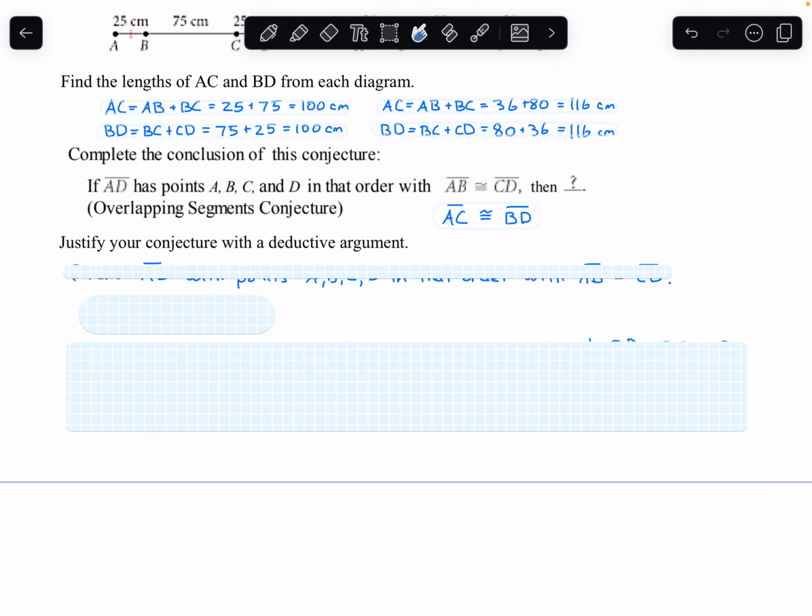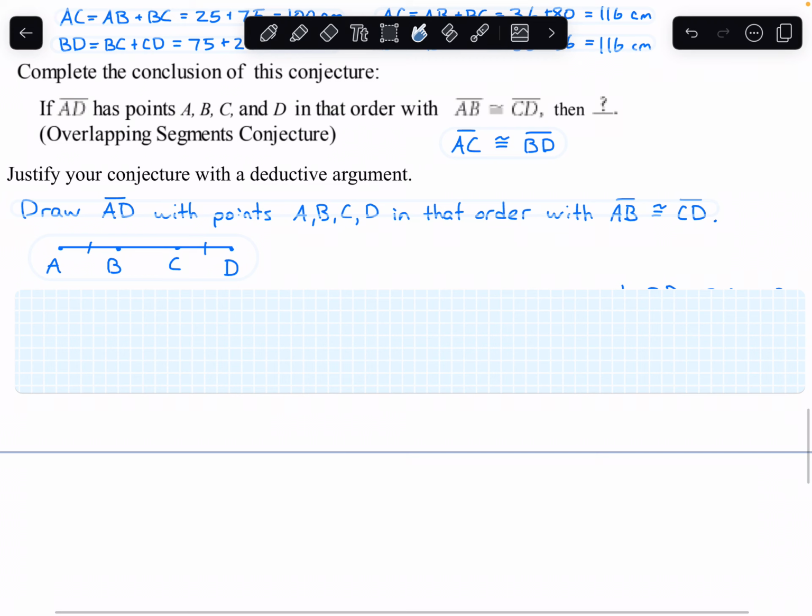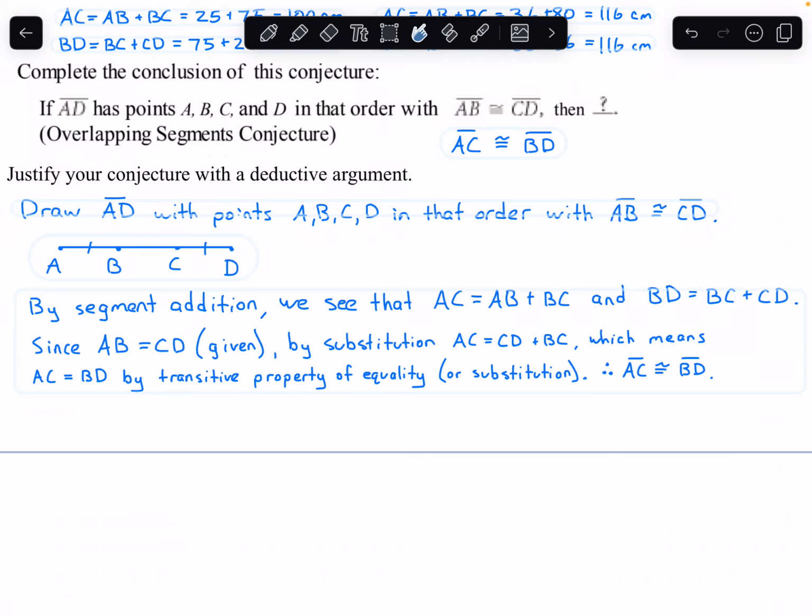So I'm going to make that explicit here and start by insisting we draw segment AD with points A, B, C, D in that order, with segment AB congruent to segment CD. It would look like this, or could look something like this. And now I can reference those lengths much easier. So the rest of the argument follows.